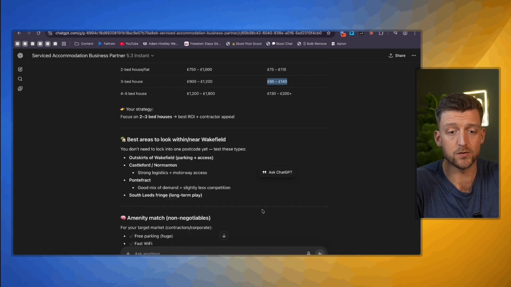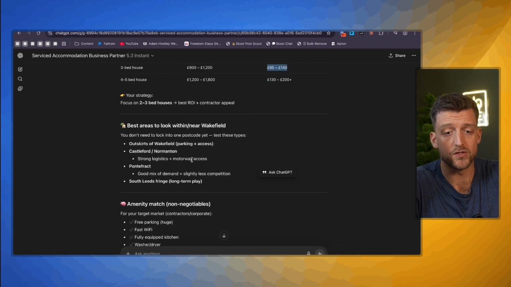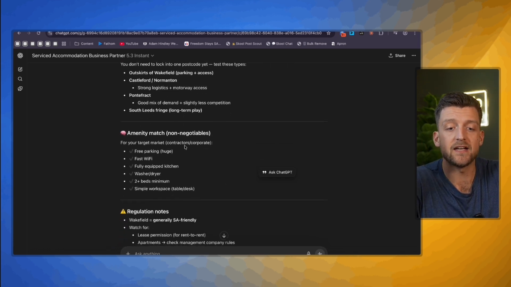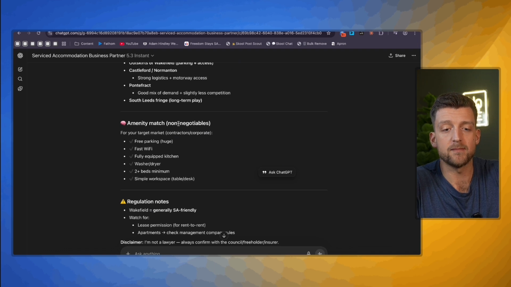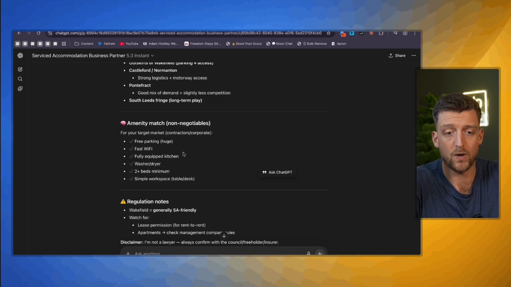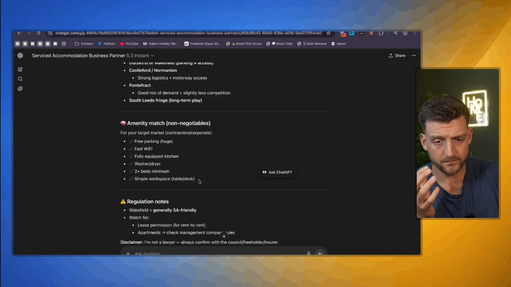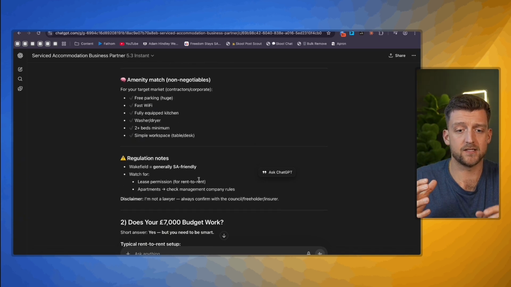So some of the best areas within Yorkshire, within Wakefield even, sorry. So outskirts, Castleford, Normanton, strong logistics and motorway access. It's kind of you getting an idea here. What are the amenities that you want to be looking at? So if you're looking at properties, obviously you're going to want to attract contractors: fast Wi-Fi, fully equipped kitchen, washer dryer, 2-bedroom minimum, and a simple workspace like a desk and things like that. Them kind of things are really good to know.